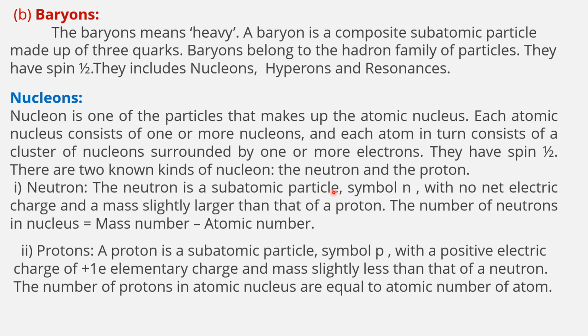The neutron is a subatomic particle with the symbol N, with no net electric charge and a mass slightly larger than that of a proton. The number of neutrons in a nucleus is equal to the mass number minus the atomic number. The second one is the proton. It is a subatomic particle with the symbol P, with a positive electric charge of plus 1 elementary charge and a mass slightly less than that of a neutron. The number of protons in an atomic nucleus is equal to the atomic number of the atom.